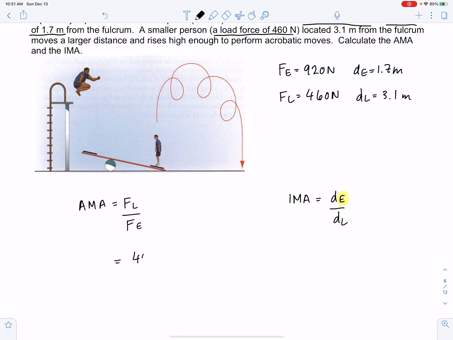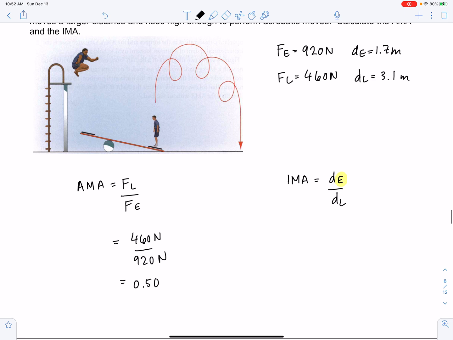Okay, so let's calculate the actual mechanical advantage. That is 460 newtons divided by 920 newtons. If we punch this into our calculator, we get 0.50. Now the ideal mechanical advantage, the effort arm is 1.7 meters and the load arm is 3.1 meters. So our ideal mechanical advantage is 0.55. Notice that for both of these, there's no units involved. These are ratios and you do not need to put a unit in.